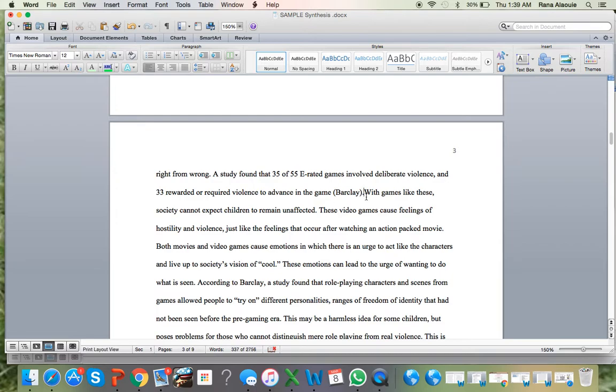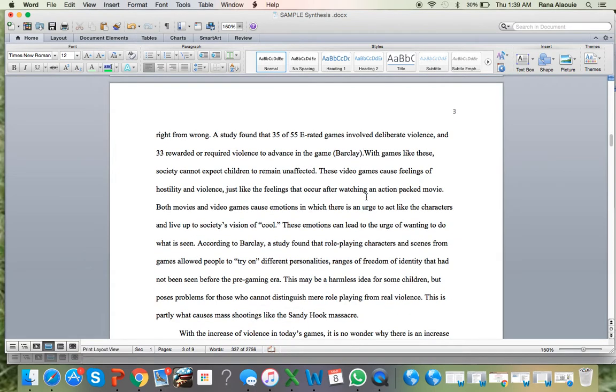I can't tell you they will take away points for doing it this way, but it would show you're a stronger writer if you had. So let's finish here and see how she finished off this paragraph.